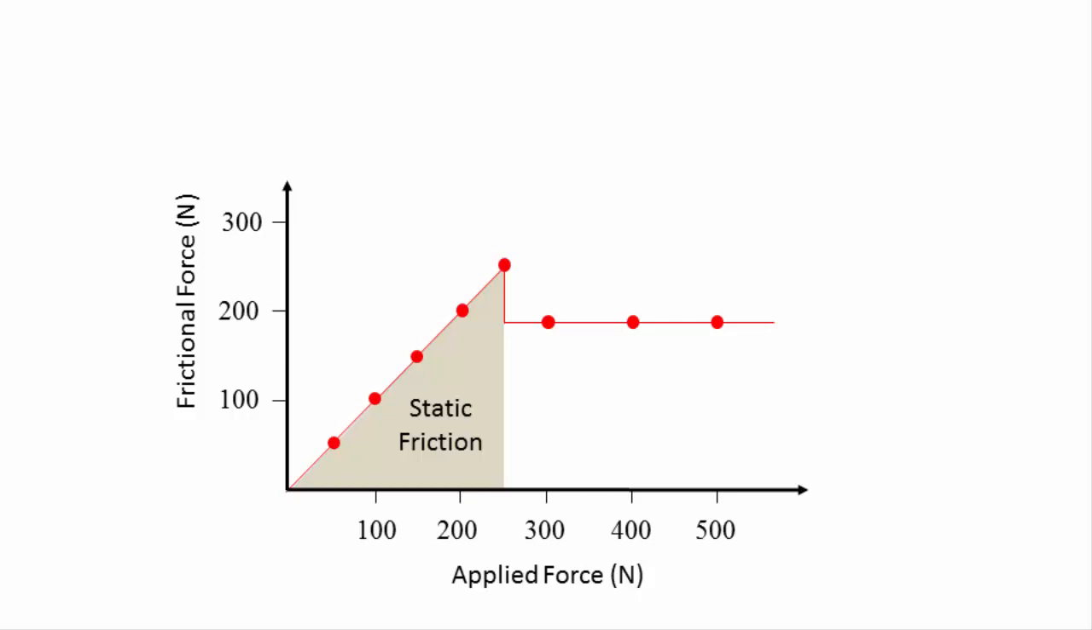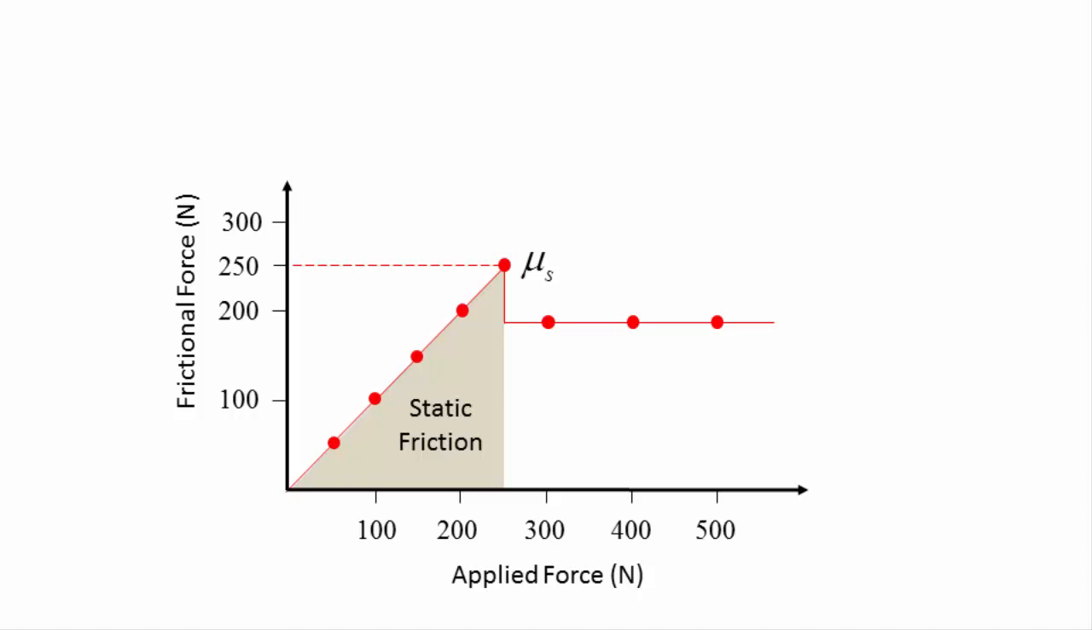There is a maximum value of the static friction, which is the threshold at which friction can prevent motion. After this point, the frictional force is no longer able to match the applied force and the mass begins to move. In this example, the threshold occurs at 250 newtons of the applied force. The threshold of static friction is measured with a parameter called the coefficient of static friction, which has the symbol of the Greek letter mu with a subscript s.